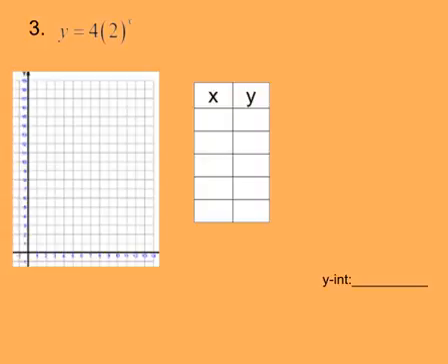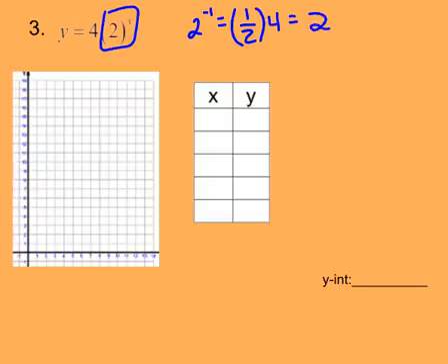So let's do this a little bit differently. Let's go 4 times 2 to the x. So here's our coefficient. So 2 to the negative 1 is going to be that half again. And then we got to times it by 4 yet. That's going to be 2. 2 to the 0 is 1, times the 4 is going to be 4.